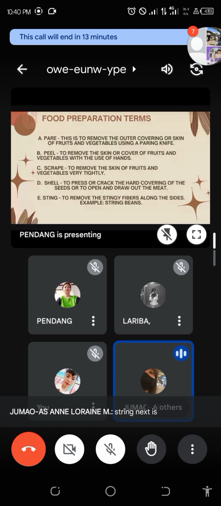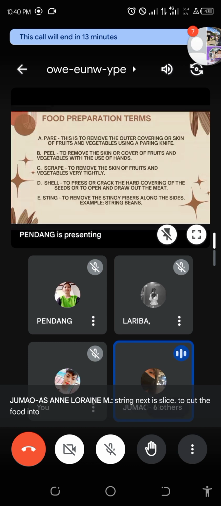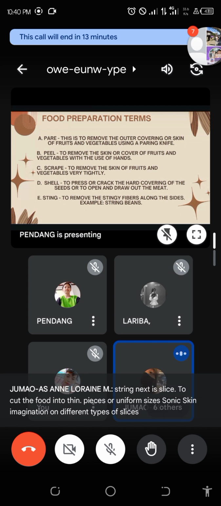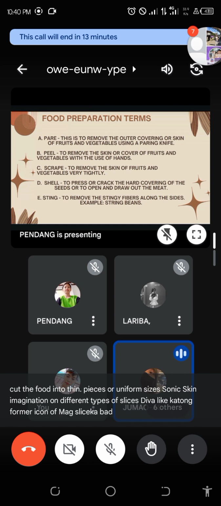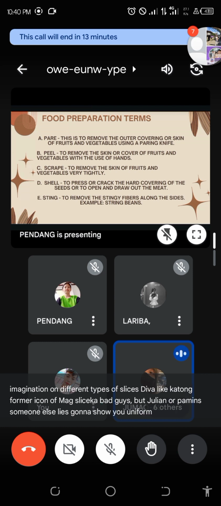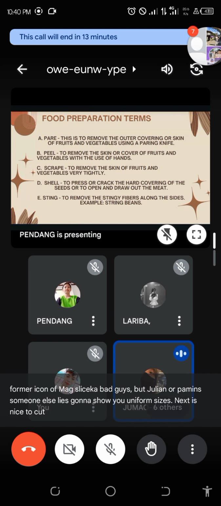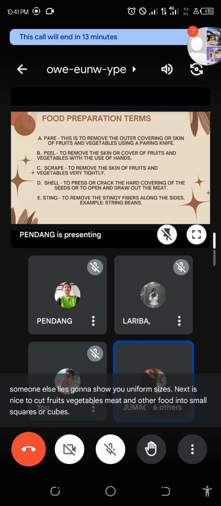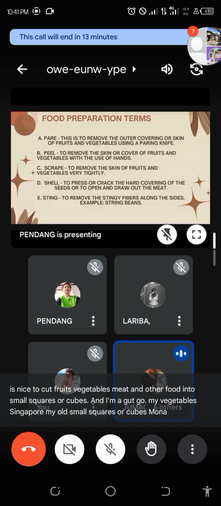Next is slice. To cut the food into thin pieces or uniform sizes. So, kaning pag-slice, naa man diay siya different types of slices, di ba? Like, kanang porma og kanang mag-slice ka nga pa-dice, pa-julienne or pa-mince. So, mao na ang slice, uniform sizes. Next is dice, to cut fruits, vegetables, meat and other food into small squares or cubes. Kanang mag-cut ka og mga vegetables nga porma og small squares or cubes, mao na ang dice.